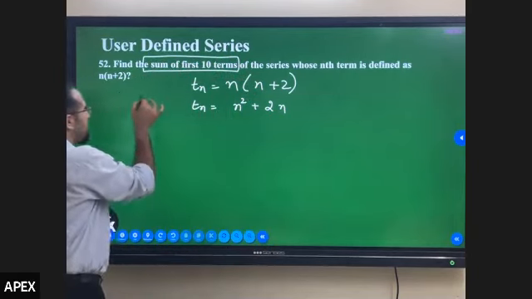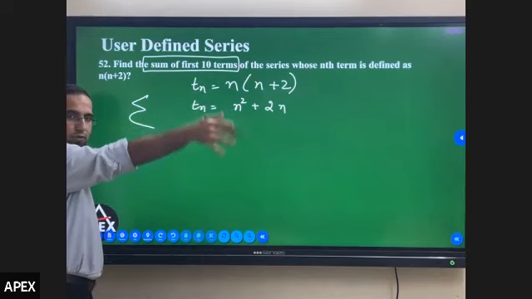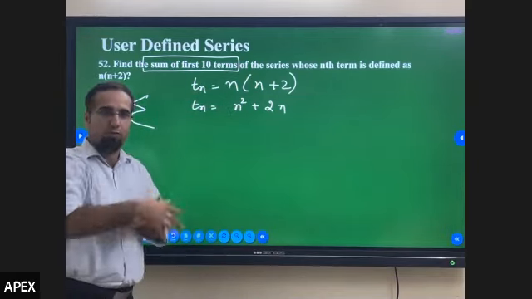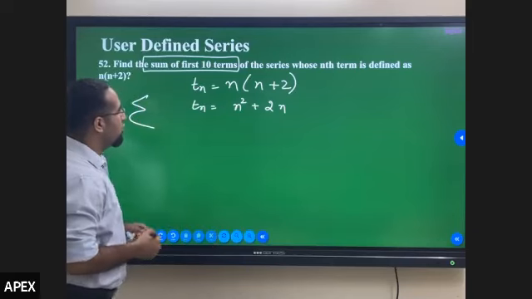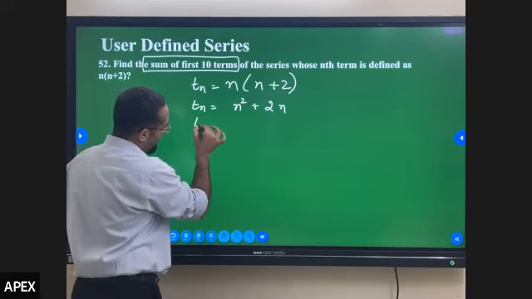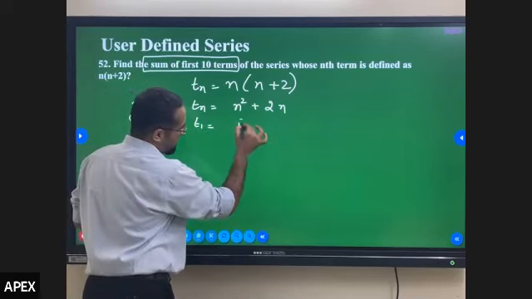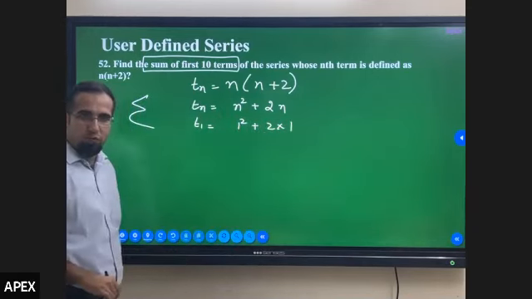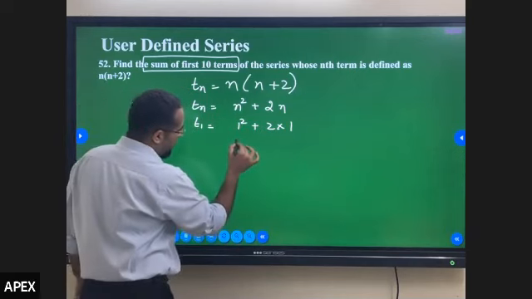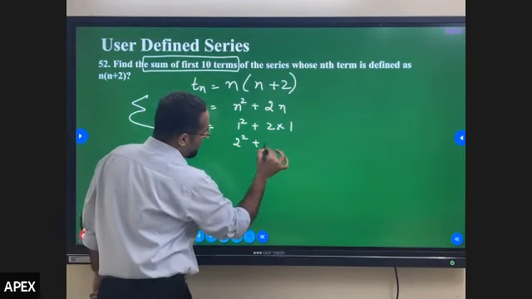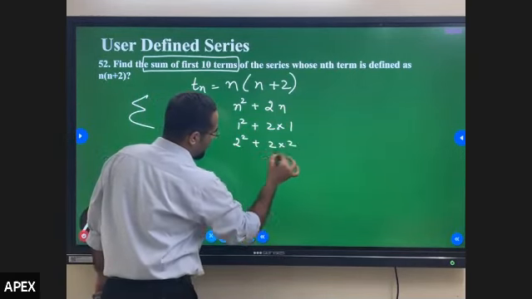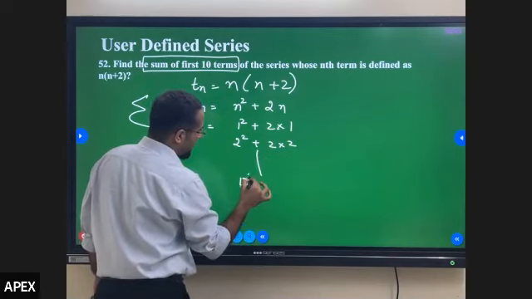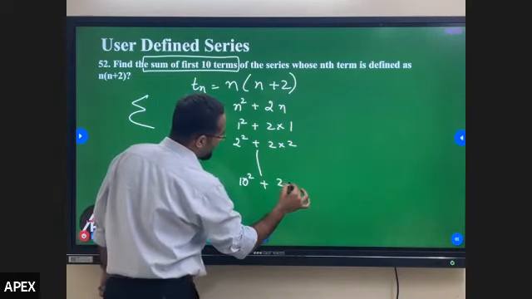You have seen this symbol called summation, right? Especially for non-math students or somebody who's very weak in maths. Understand, T of 1 is 1 square plus 2 into 1. T of 2 will be 2 square plus 2 into 2, and so on, so on, so on. This becomes 10 square plus 2 into 10.